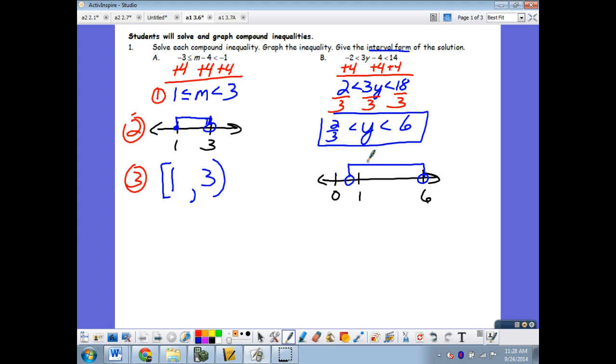And then the interval form, the left end of the graph is at 2/3. Right end of the graph is at 6. 2/3 is not included, so we have a parenthesis around the 2/3. Open circle at 6 means it's not included, so we also have a parenthesis around the 6. Inequality form, graph form, interval form for your 3 different types of solutions.